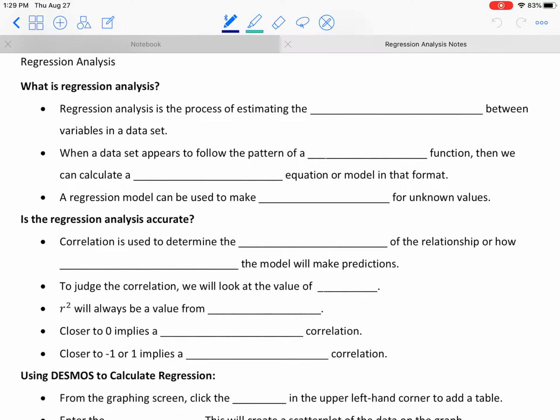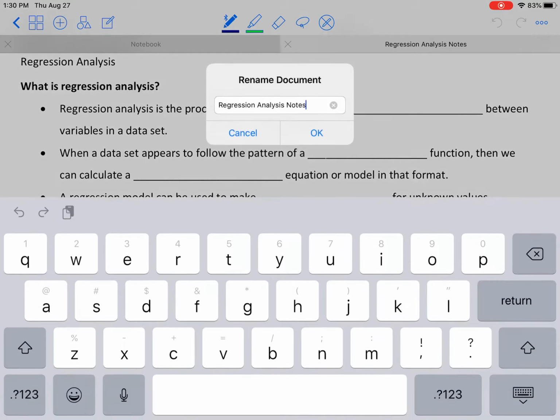Hello and welcome to our final lesson for this unit on regression analysis. This is a concept that if you've seen it before, you've probably seen it in a science class. Let me give you a little background.